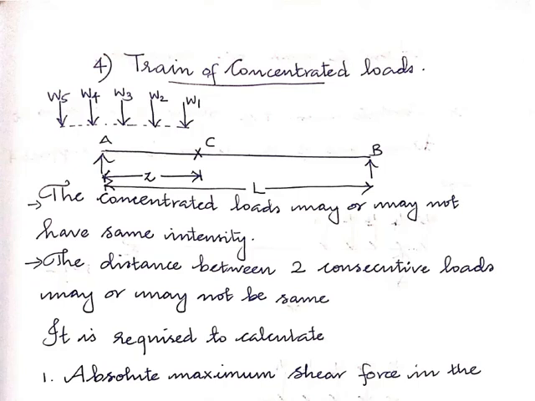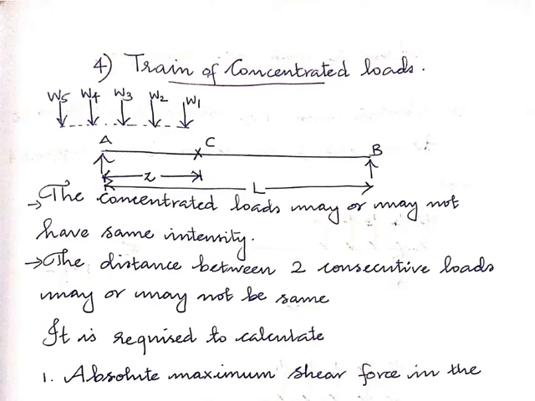So the next type of moving load we are going to consider for the analysis is a train of concentrated loads. So let's see how to analyze a beam subjected to concentrated loads of different intensities moving together, and the distance between the consecutive loads may or may not be the same but constant.